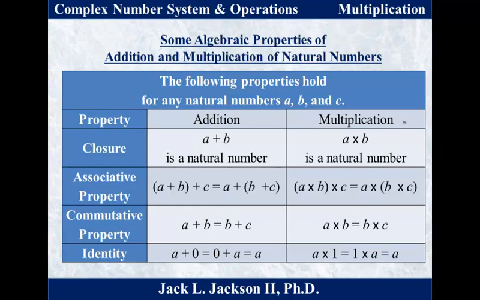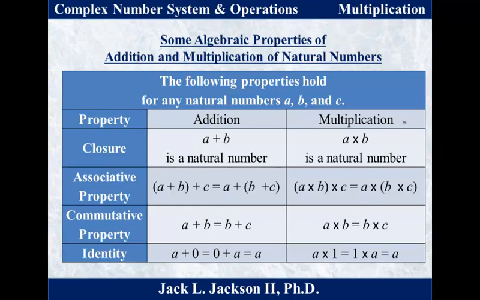So we see now that we have some algebraic properties of addition and multiplication. And these are going to hold for any natural numbers A, B, and C. In fact, they're going to hold for the larger sets of integers. They're going to hold in the real numbers and even in the complex numbers as well. So the first thing is closure. A plus B is a natural number. So if you add two natural numbers, you're going to get a natural number. Multiplication is closed. So if you multiply two natural numbers, you get a natural number.